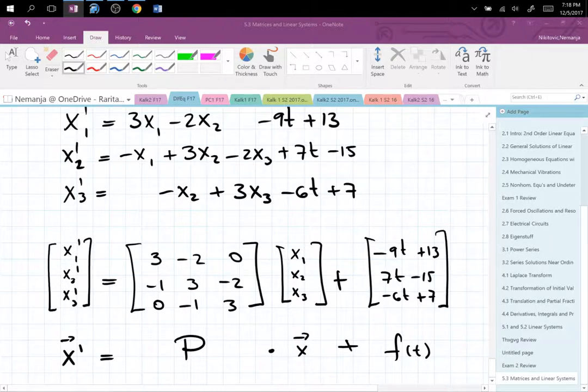Guys, we are still not solving these things. These are just notation and writing it down.